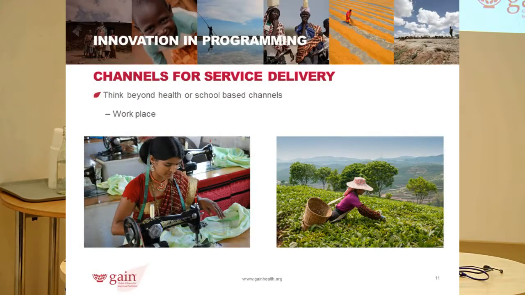So that was a bit in terms of behavior change. I think another area that we could really do a lot more in is with respect to the kind of channels that we're utilizing for service delivery. This is still something that within GAIN we are just starting to slowly explore, especially when we're talking about, for instance, workplaces.